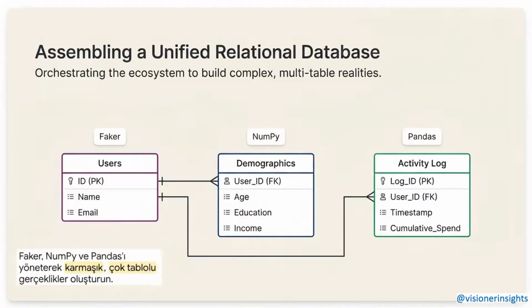And this is the grand finale, the whole orchestra playing together. We can use Faker to generate a users table with names and emails. Then we use NumPy to create a demographics table with statistically sound ages and incomes, and we link them with a user ID. And finally, we use Pandas to create an activity log of what those users did over time. See? All three tools working in concert to build a complete relational mock database.